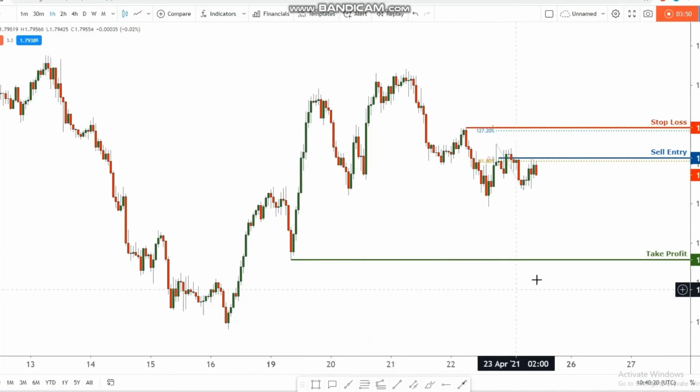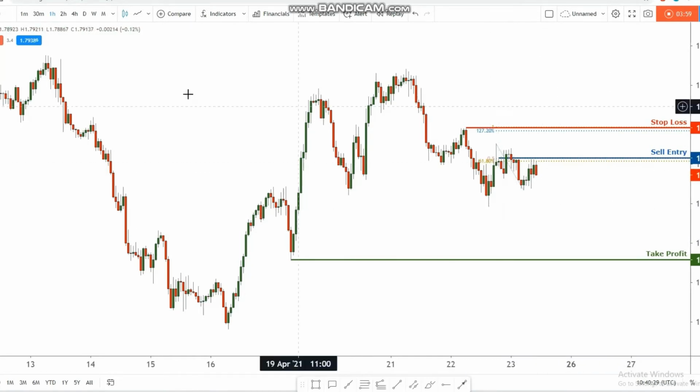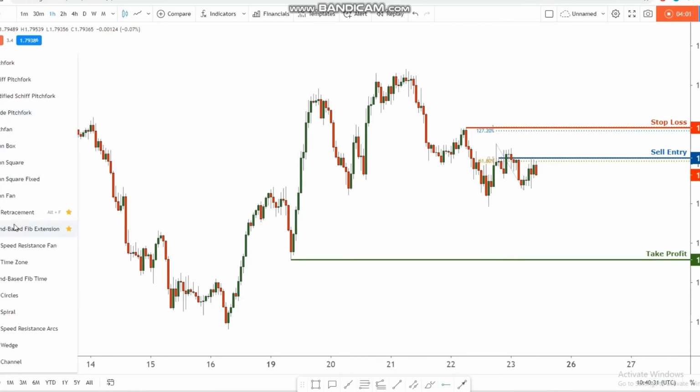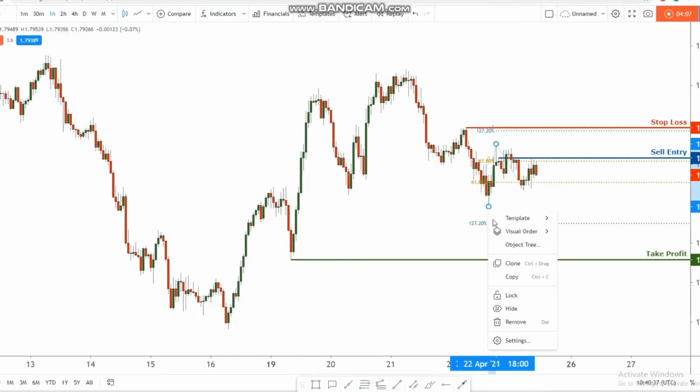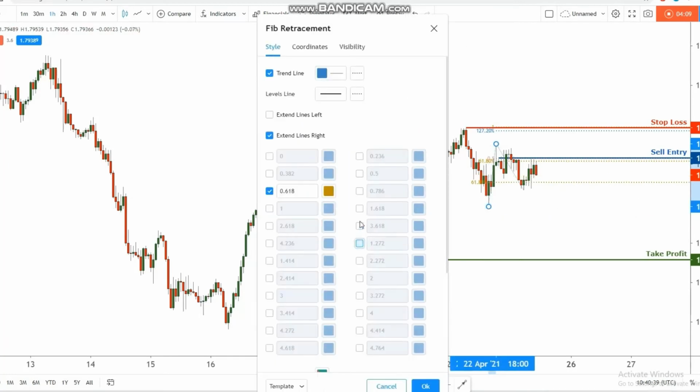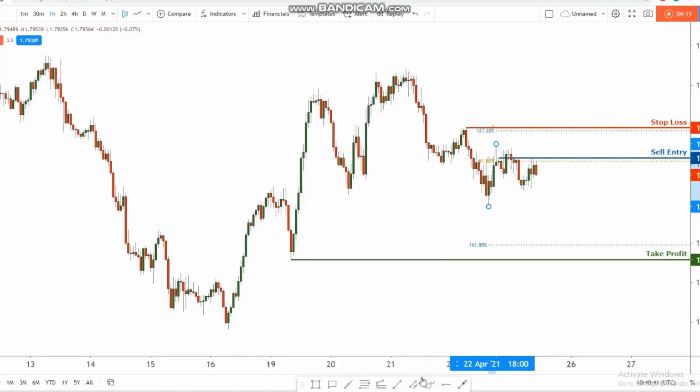Once again, I can use Fibonacci to strengthen this level. For this level, I can use a Fibonacci retracement. For retracement, I can take from low to high, this point and this point. Sorry, let me just adjust this. And if I were to open up the 161.8, you can see that it is quite close to our take profit level.